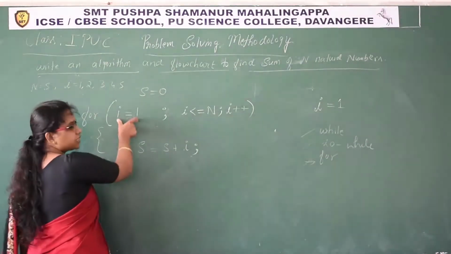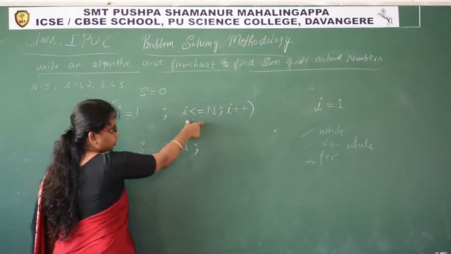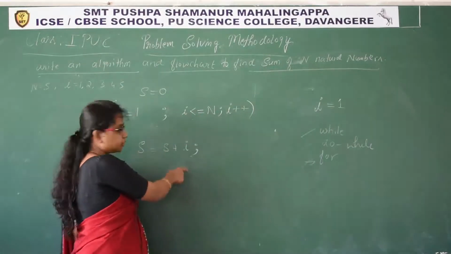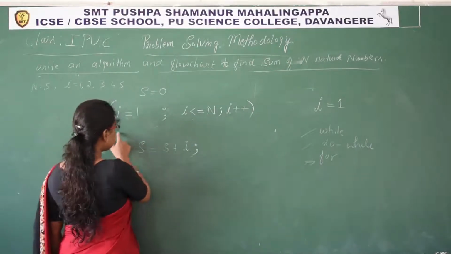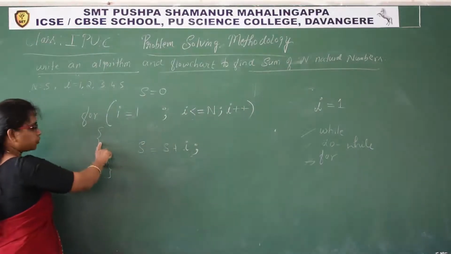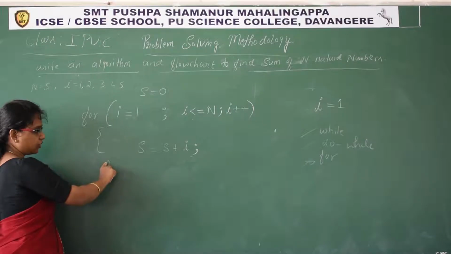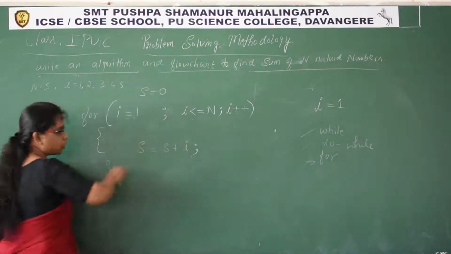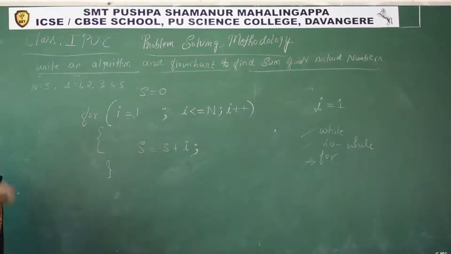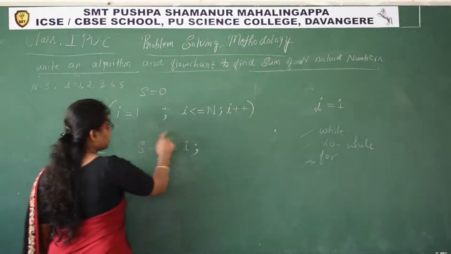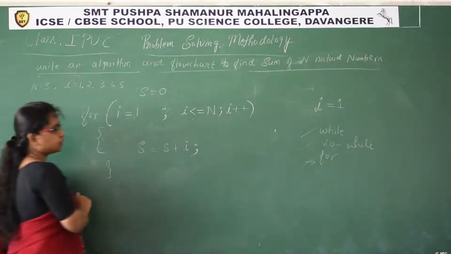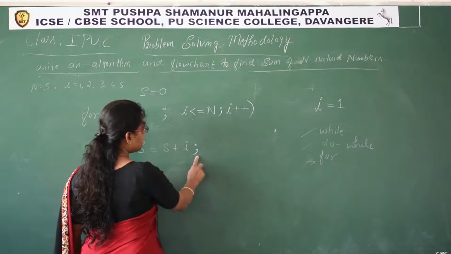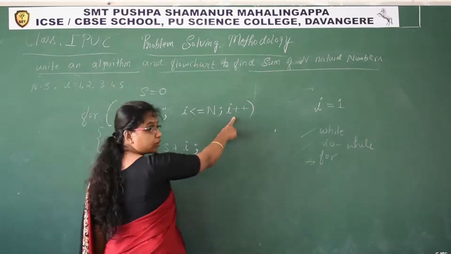First the initialization part, then the condition. If this condition is satisfied, it enters the loop. Then it executes the statements belonging to this loop. This is called the body of the loop, between the open flower bracket and close flower bracket. Whatever statements you write within the block make the body. Here we have only one statement within the loop. So this statement executes once, and after execution it goes to the modification part.